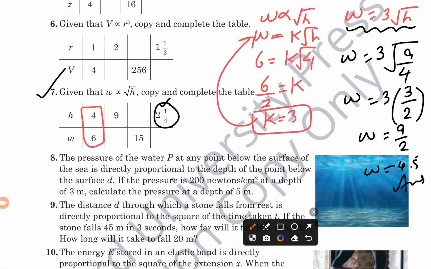You can write this answer as a mixed fraction, or you can write the answer in decimal form as you wish. Because this is a calculator exercise, you can also use the calculator while solving these questions. I hope you get the concept of direct proportion.